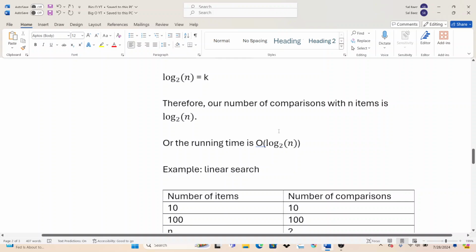I hope that was kind of clear. If not, let me know. I can definitely explain in the comments. And that's how I figured out that binary search is log n.